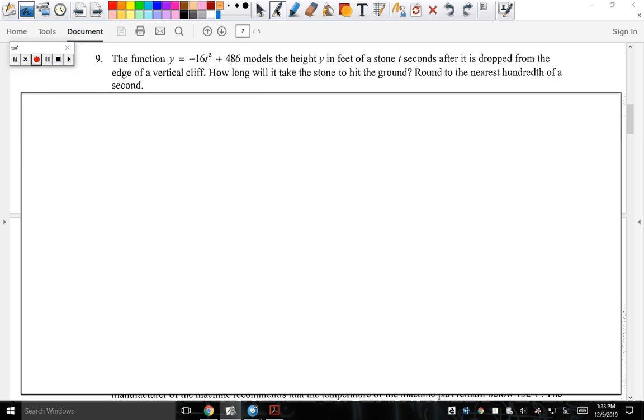Okay, so number 9, with calculator, it says the function is given by this, and it models the height. So y is the height in feet of a stone t seconds after it's dropped from the edge of a vertical cliff. Okay, how long will it take for the stone to hit the ground?